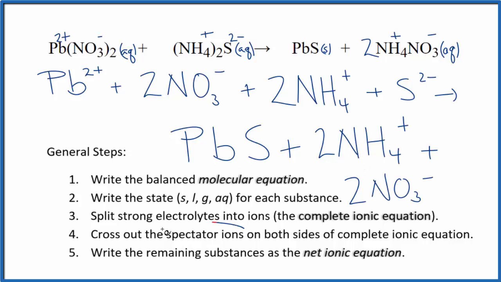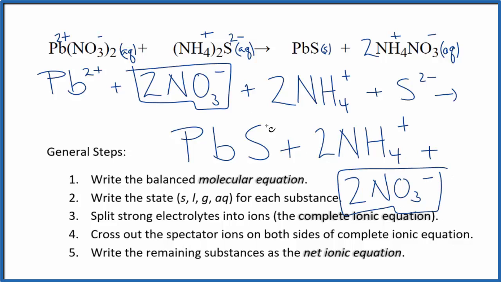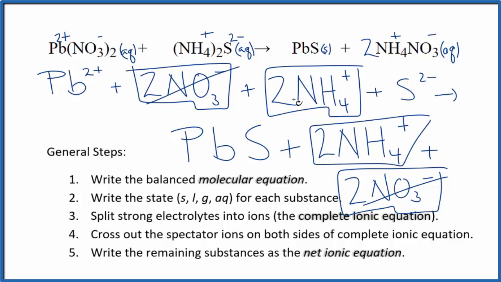At this point, we can cross out the spectator ions. They're on both sides of the complete ionic equation. So here we have our reactants, and down here are our products. In the reactants, I can see there are 2 nitrate ions here and 2 nitrate ions here. So these are spectator ions. We'll cross those out. And in the reactants, we have 2 ammonium ions, and in the products. So these are spectator ions, and we can cross them out. But what's left, that's the net ionic equation for lead(II) nitrate plus ammonium sulfide.